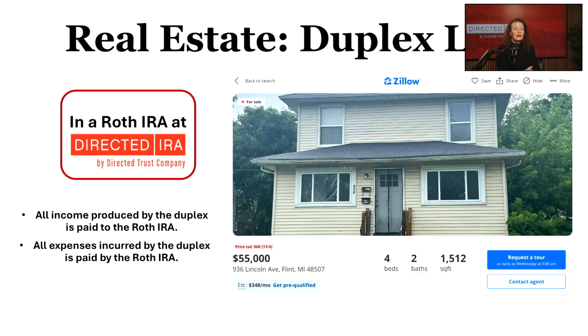Okay? When it comes to all expenses incurred by the duplex, maybe you've got some property taxes due, maybe you have to pay a plumber to come and fix the toilet, all of those expenses have to be incurred by the Roth IRA as well. So any income comes to the Roth IRA, any expenses come out of the IRA.